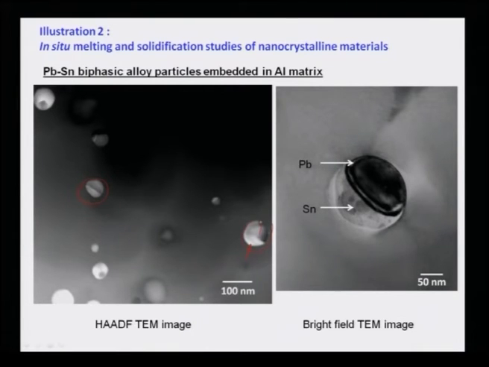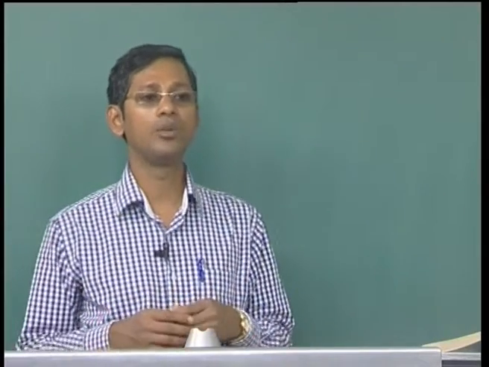As I said, the bulk of the particle, as you see in the right-hand picture, is tin, or the cap is basically lead, and lead, having a higher atomic number than tin, will look brighter in the HAADF images. So, this is again taken from our own work. One can actually use this particular technique to decipher this kind of information, and rather to decipher the presence of different phases.